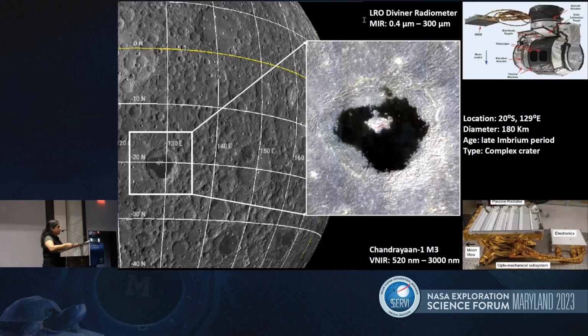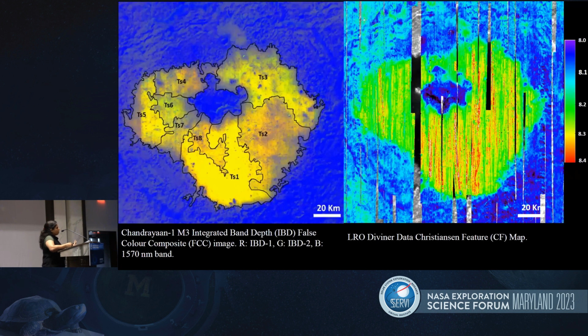One is the LRO Diviner radiometer dataset, which works in the infrared region, ranging from 0.4 micrometer to 300 micrometer, and another is hyperspectral data from the Chandrayaan-1 M-Cube Moon Mineralogy Mapper, which works in the VNIR region, ranging from 520 nanometer to 3000 nanometer. So these are both compositional maps. The left is generated using Diviner datasets, and the right one is using M-Cube datasets.